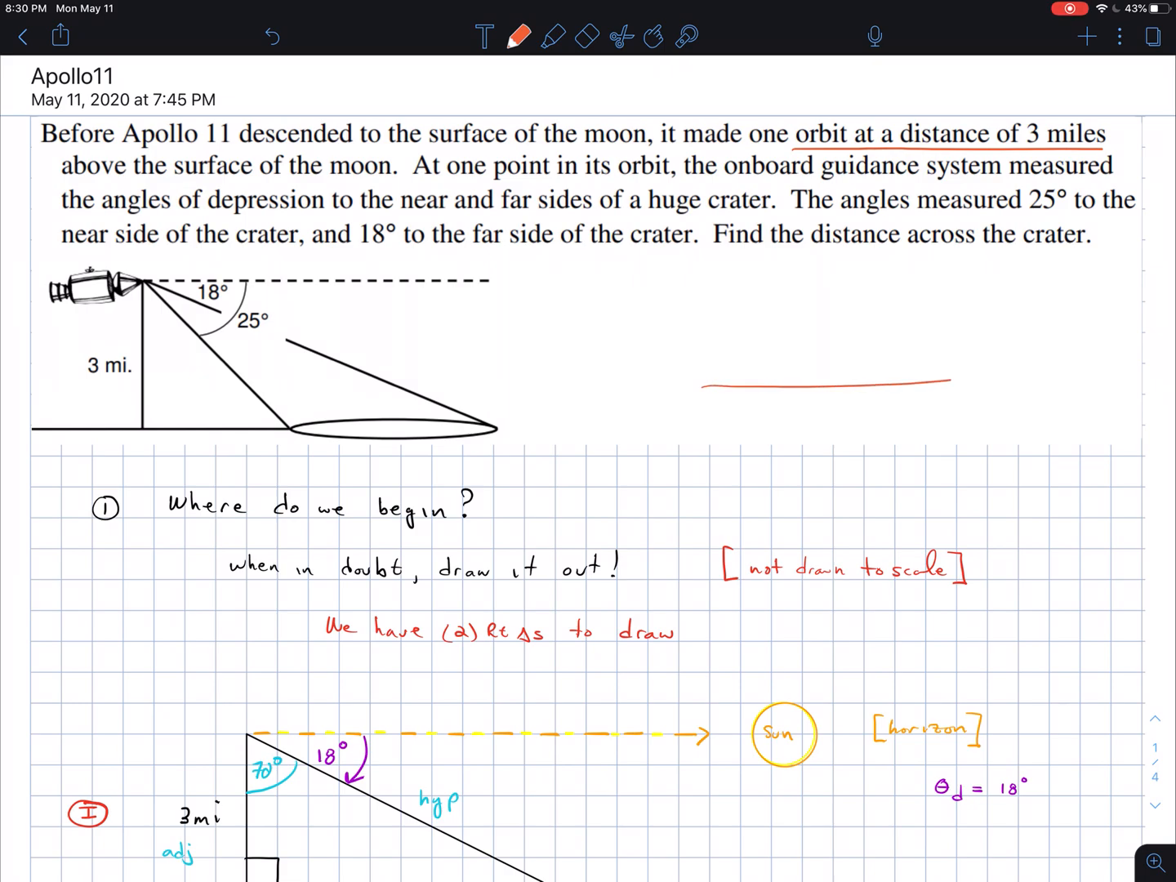Well, if this is the ground, right? Then at some height, I have 3 miles. I know I'm 3 miles above that ground. At one point in its orbit, so now we're stopped. We've actually fixed ourselves in time and space, and we've said that's where we are. The onboard guidance system measures angles of depression to the nearest far sides of the crater, okay? The near and far. The angles are measured at 25 and 18, respectively.